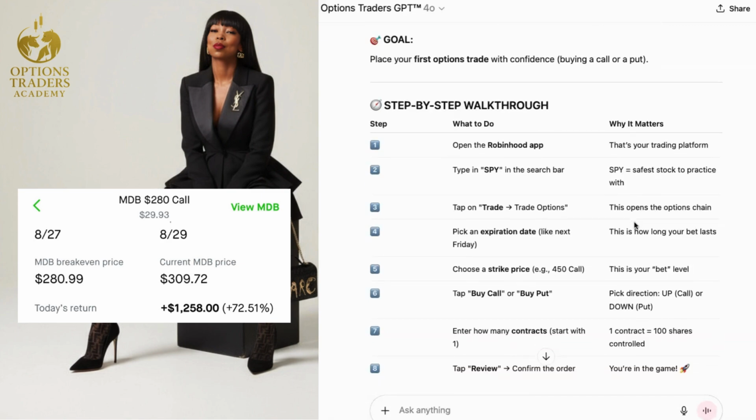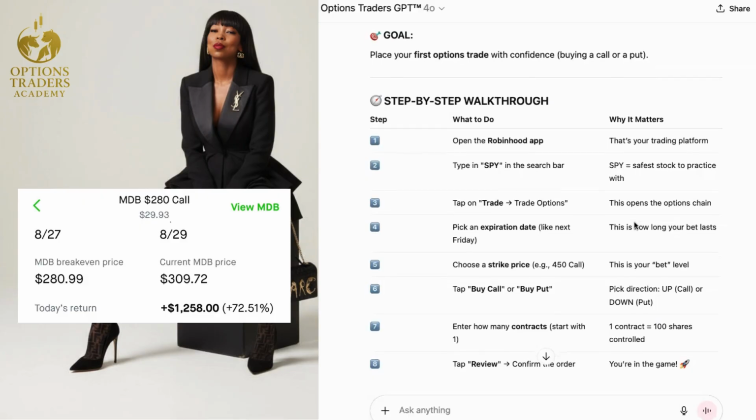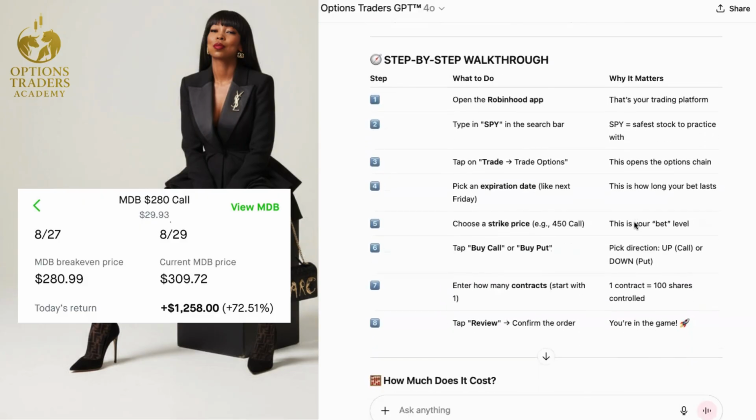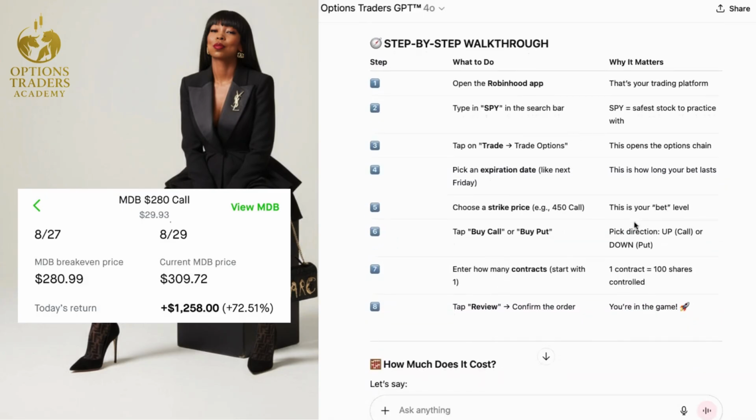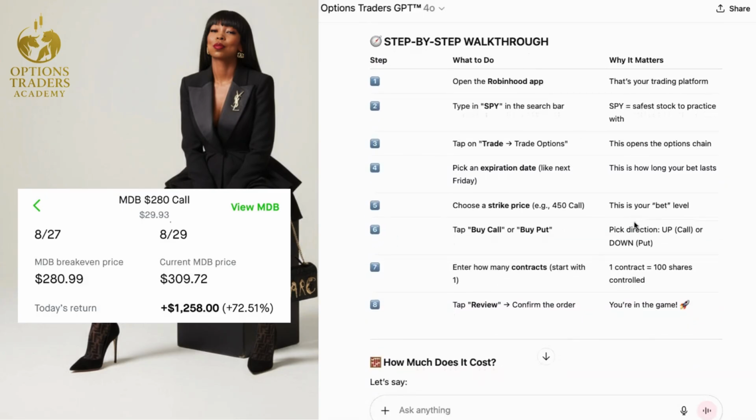All right, so the goal is to place your first options trade with confidence, buying a call or a put. Totally and completely up to you. I will never tell you what to actually buy, because that's not what I'm here for. I'm here to educate you on a skill, something that you can use to build your portfolio, something that you can use to build a legacy and empire.